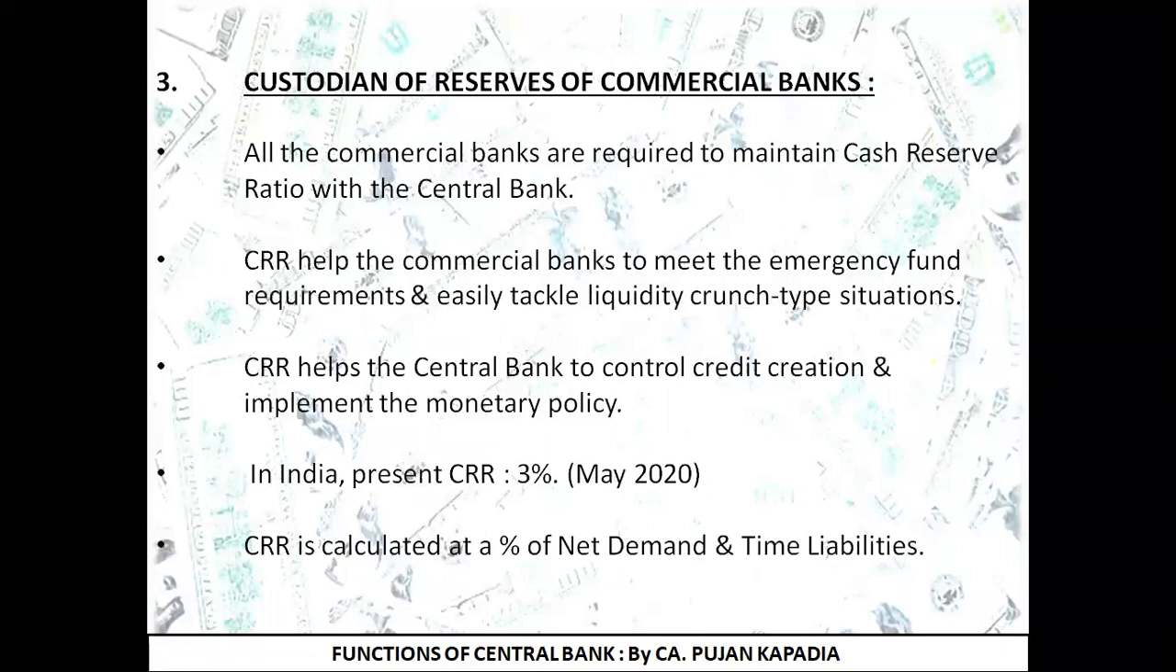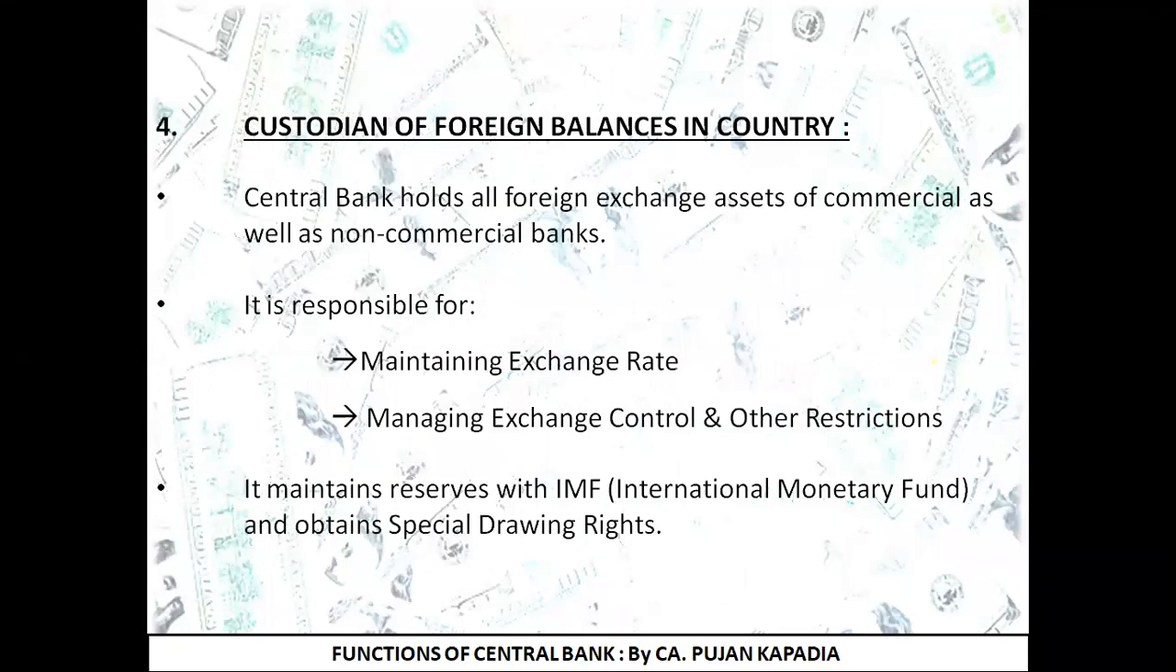Third is custodian of reserves of commercial banks. As I explained to you, banks are supposed to maintain the cash reserve ratio with the central bank. As of now, the ratio is 3%. Next point is custodian of foreign balances in the country. You may have any kind of foreign balances with any of the banks. Finally, who is going to have the custody of that? Central bank. Basically, it is responsible for two important functions. First is maintaining the exchange rate, and second is managing the exchange controls.